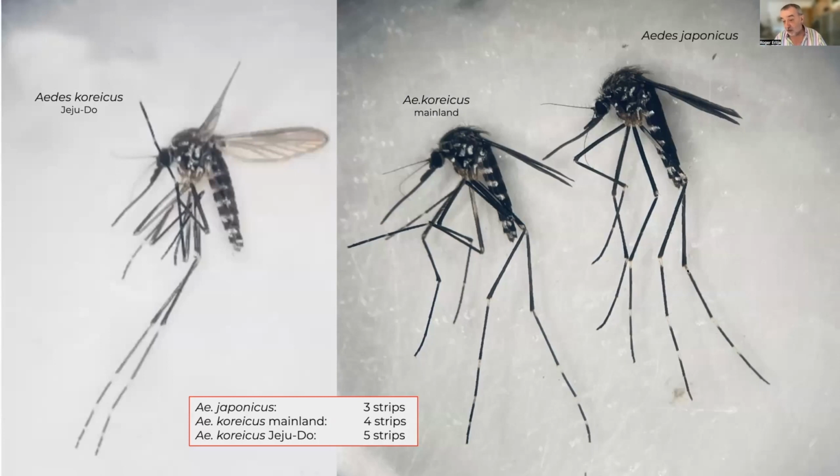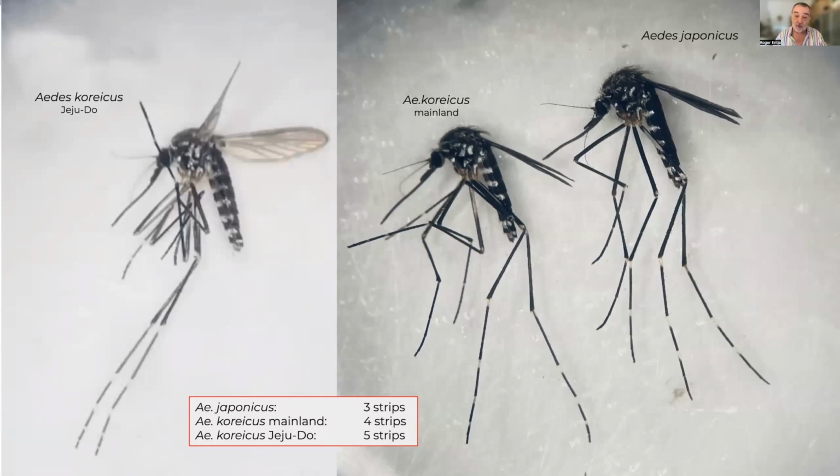To summarize, these are the 3 insects. We have Aedes japonicus with 1, 2, 3 rings. We have Aedes koreicus mainland with 1, 2, 3, 4 rings. And you have Aedes koreicus from the Jeju-do Island with 1, 2, 3, 4, 5 rings. So I insist we are only trying to distinguish japonicus from koreicus, but it's quite difficult as a challenge because most specimens have lost their legs when they are photographed, or people take the picture holding them by the legs, hiding the character that would be most useful to identify them.